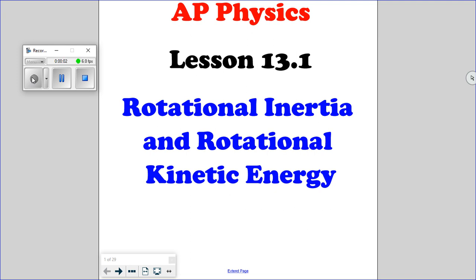All right, look at us, chapter 13. So today we're going to learn specifically about rotational kinetic energy, and there will be a little bit more of a discussion about rotational energy, but definitely the focus is on this guy, rotational kinetic energy.